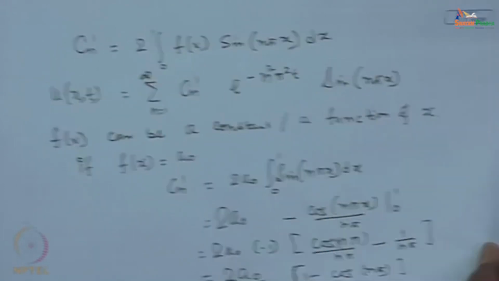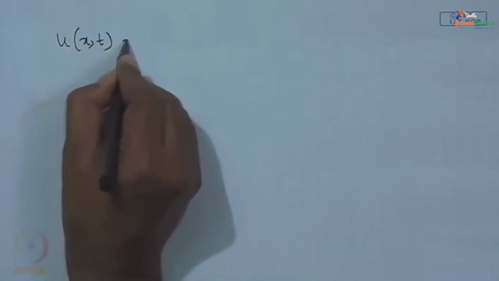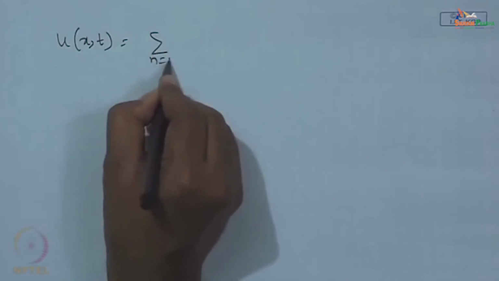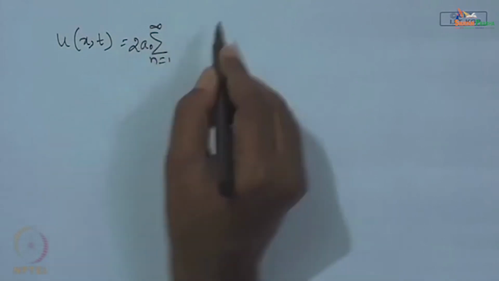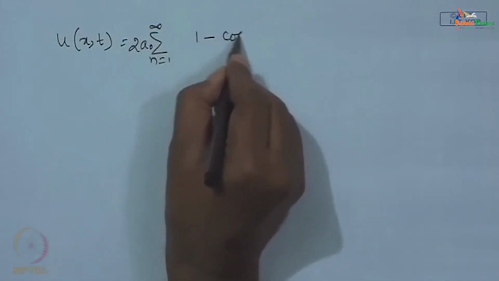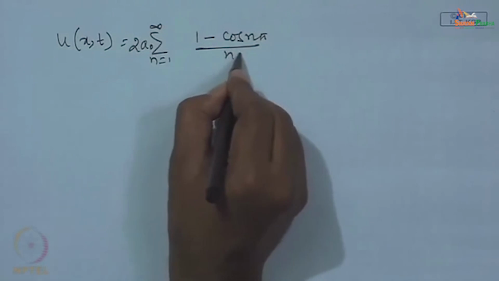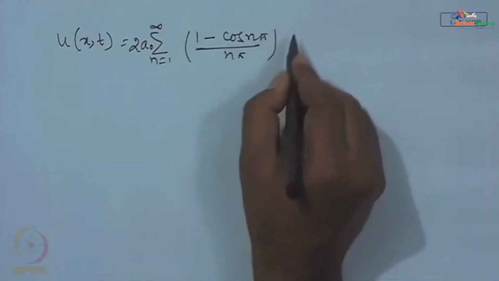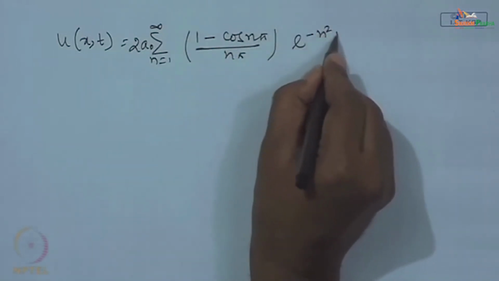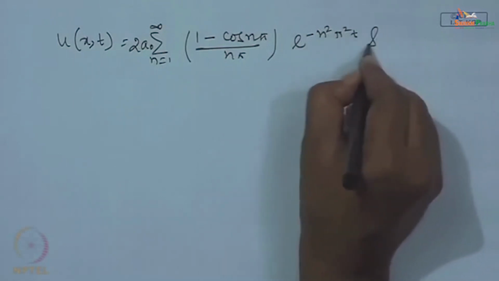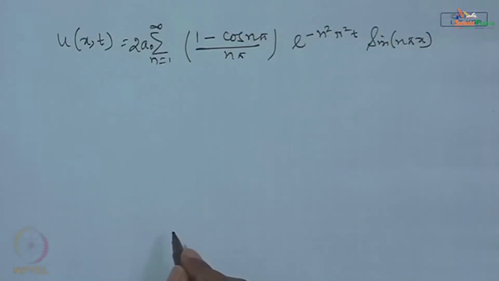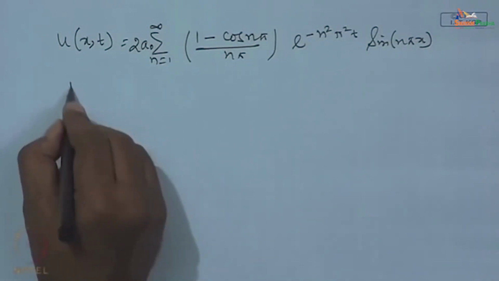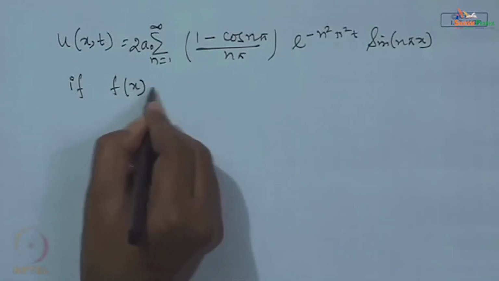So, the complete solution in this case becomes u x t is nothing but the summation of n is equal to 1 to infinity of 2 a 0 times 1 minus cosine n pi over n pi, e to the power minus n square pi square t, sin n pi x. Okay.